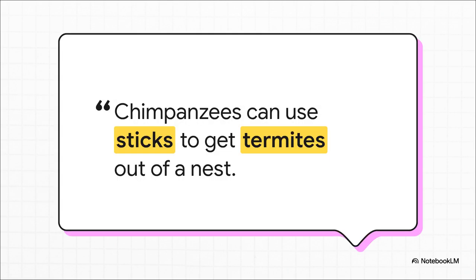And that big brain leads to some incredible behaviors. For instance, chimpanzees have been observed using tools. They'll actually find the right kind of stick and use it to fish termites out of a nest for a snack. Now that is some clever problem solving.